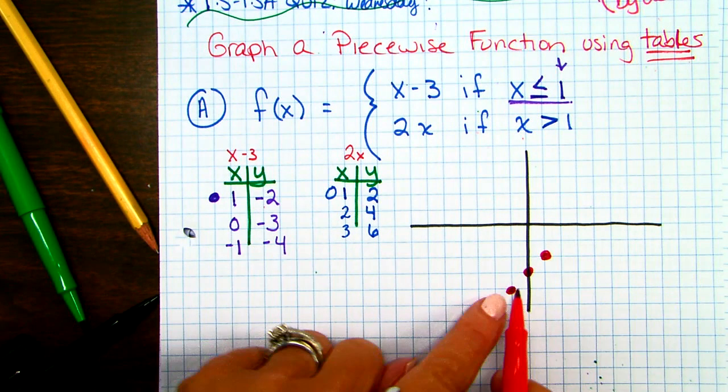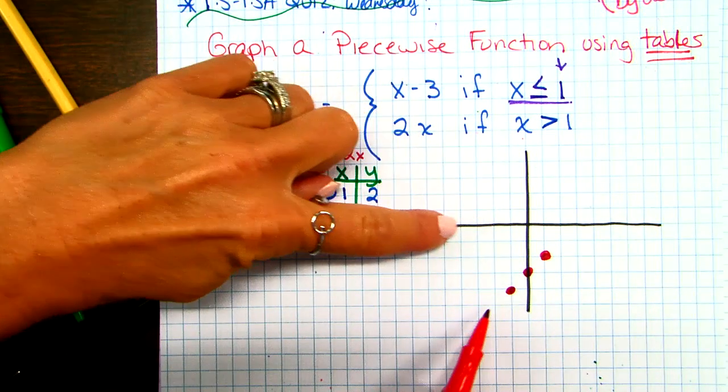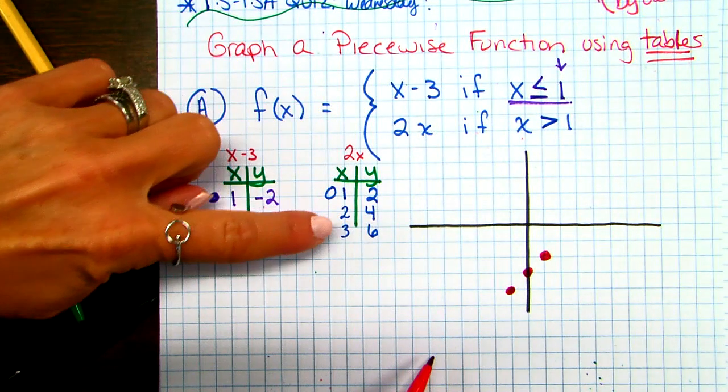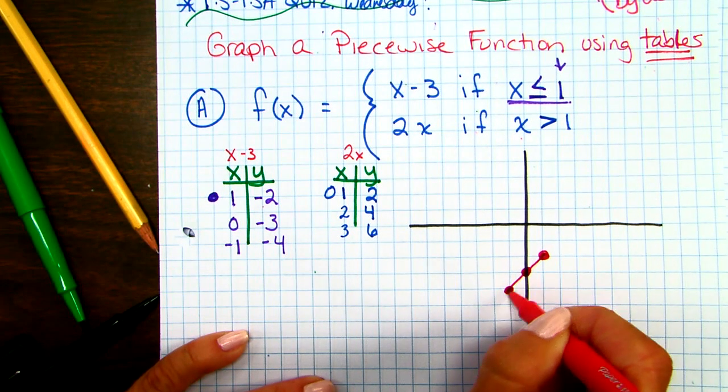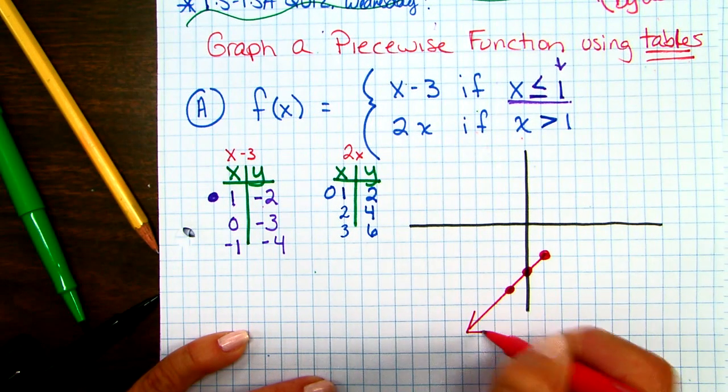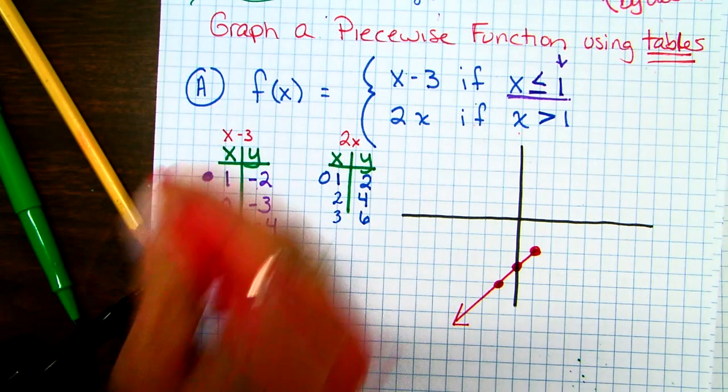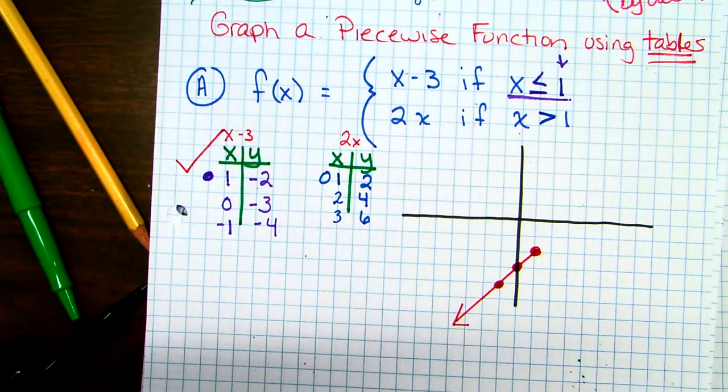And understand, the points would keep going this way, right? We're continuing to go less than that. So we want just to put an arrow going in that direction. That took care of that piece.